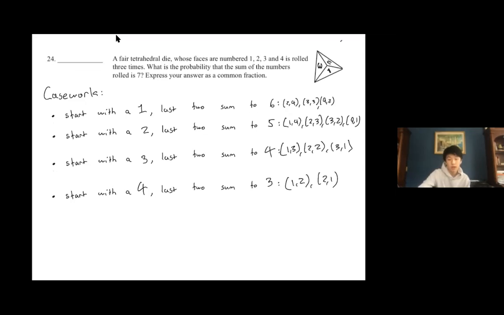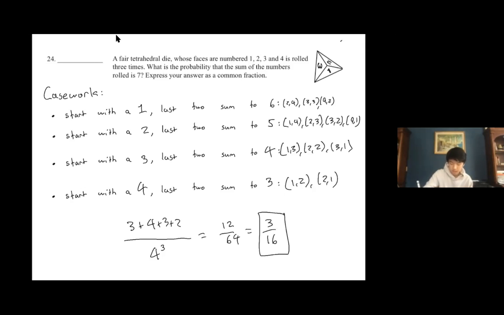And so we just count up the number of ways on this left side, which is 3 plus 4 plus 3 plus 2. And in total, there are 4 cubed different possible results, because there's 4 results each time, and we roll the die 3 times. This is 12 over 64, which equals 3/16, and that is our answer.